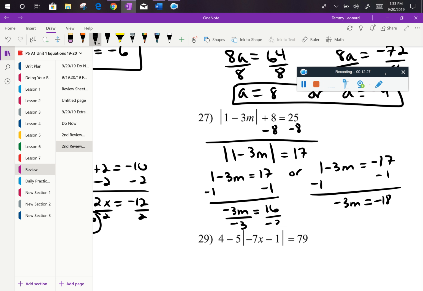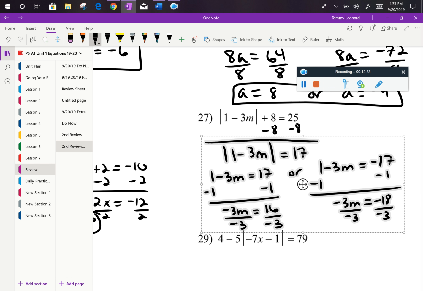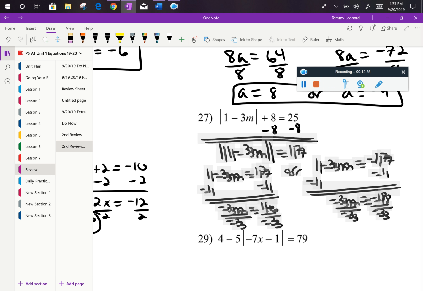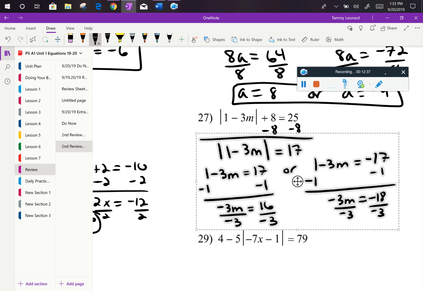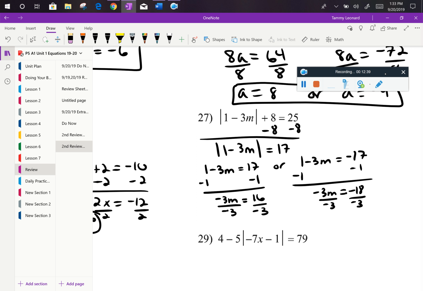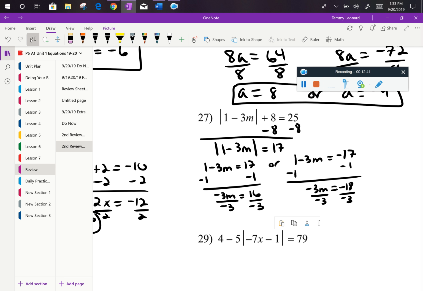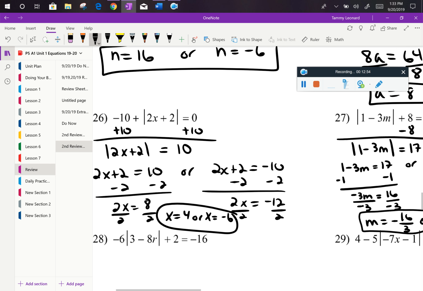Dividing both sides by negative 3, we will isolate the m. There we go. So m is equal to negative 16 thirds because that fraction can't be reduced, or m is equal to a positive 6 because that fraction can be reduced.